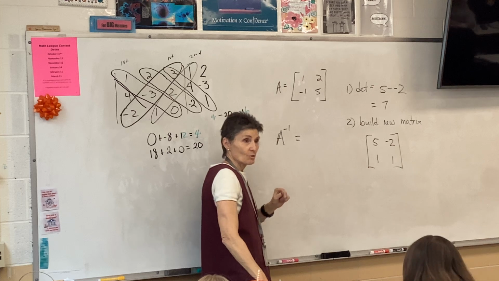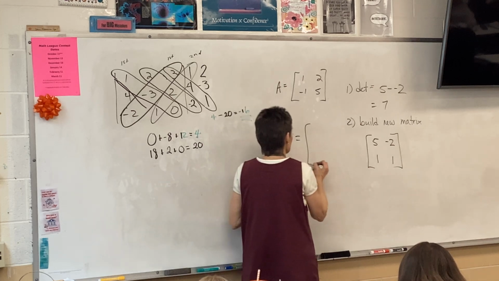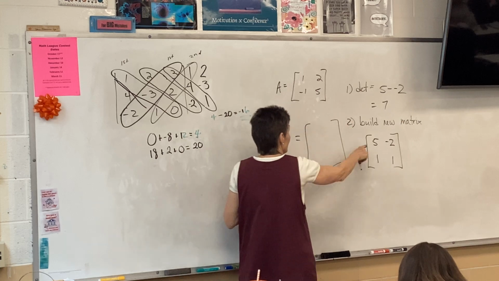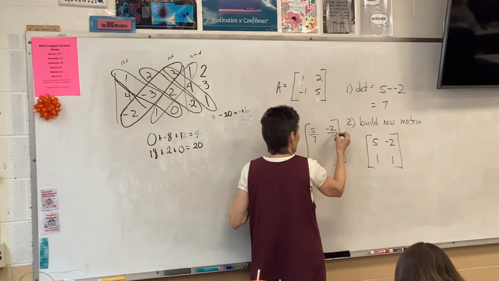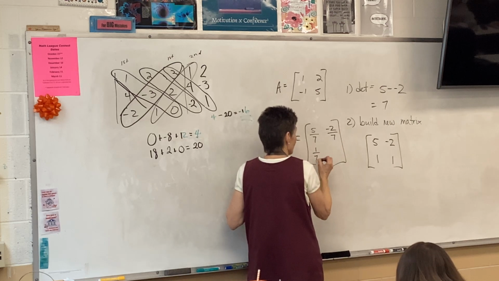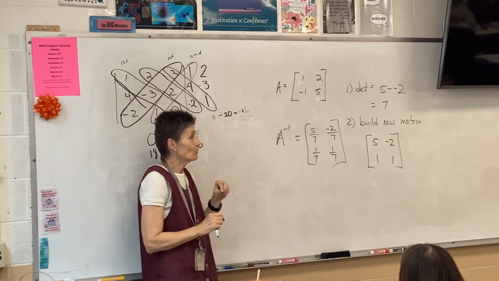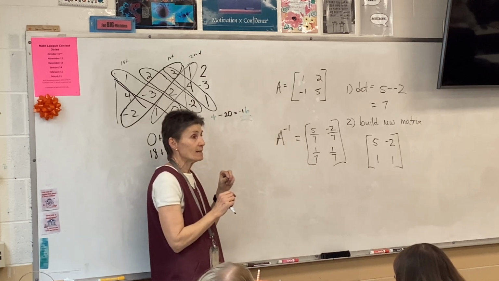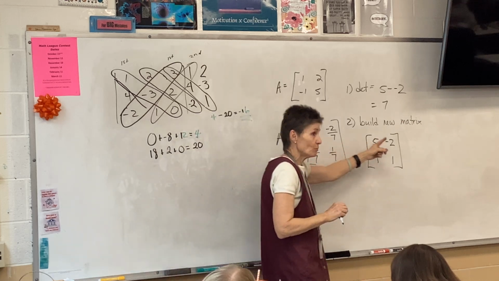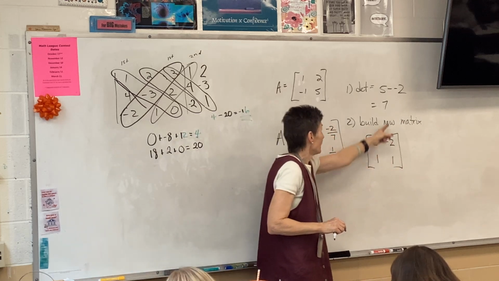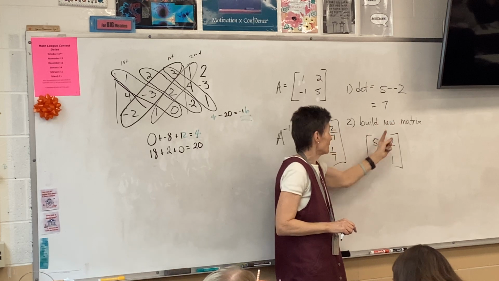All right? So those are the two parts. Now I put them together, and that's my answer. So my answer is going to be 5/7, -2/7, 1/7, and 1/7. So what did I do to get my inverse? I took each of my new numbers in my new matrix and divided them by the determinant. So over 7, 7, 7, 7.